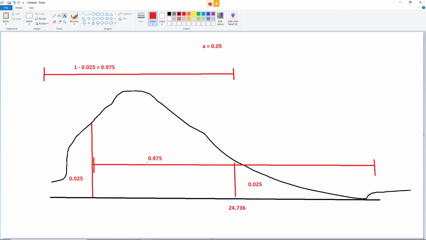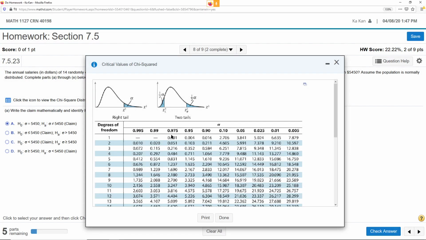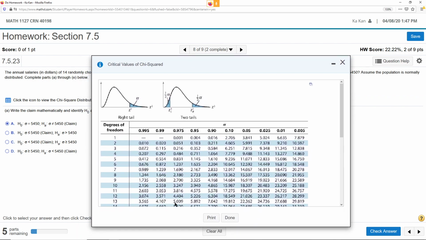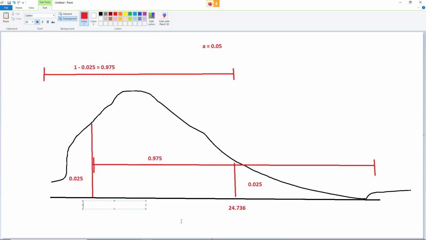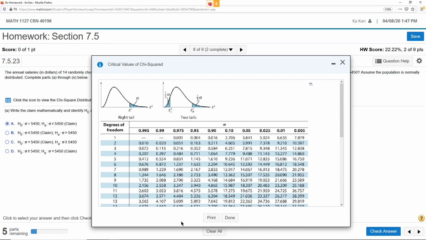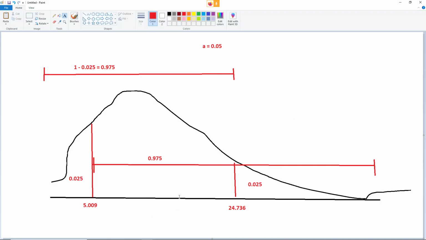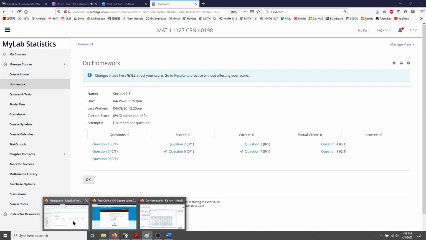Now, what's on the left? On the left, you have to use 0.975. So let's go to 0.975, and the degree of freedom is what again? 13. That gives 5.009. So basically, everything on the left of this line is rejection. Everything on the right of this line is also the rejection zone, right? So let me go ahead and answer that question.